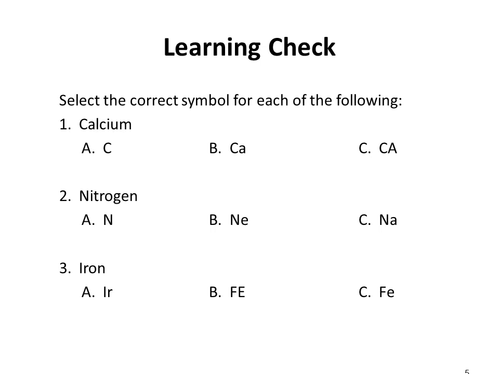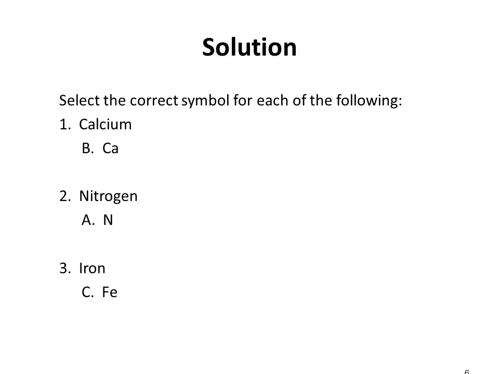And then number 3, iron. Iron, again, is one of those special ones. It's actually not going to be Ir. It's going to be choice C, Fe. Fe is the atomic symbol for iron, and again, that's one of those that's based off of the Latin names. And here it shows you, in case you need that.